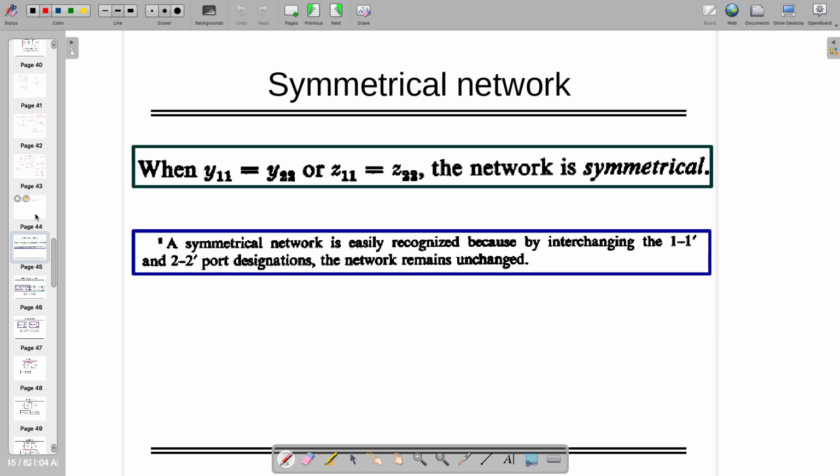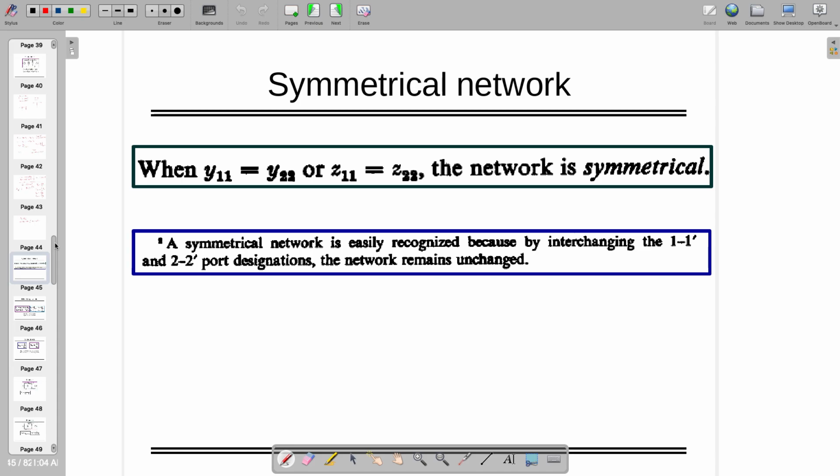So it's not about Y and Z, sorry. If it is a symmetrical network, then Y11 equals Y22 and Z11 equals Z22. This is not true for all circuits, by the way. This first highlighted box is not true for all RLC circuits, but Y12 is equal to Y21 and Z12 is equal to Z21. This is true for all RLC circuits, and this kind of network is called a reciprocal network.